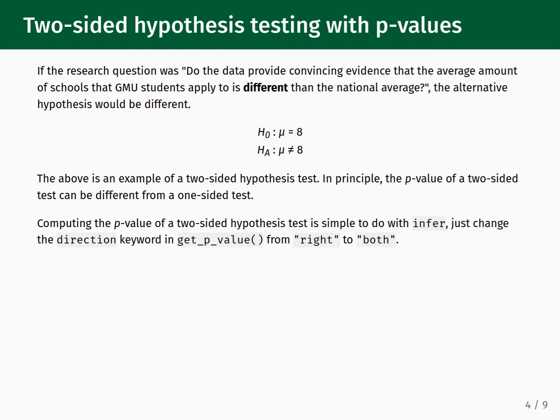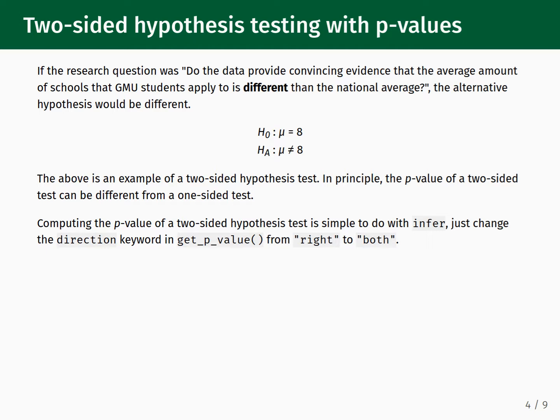In the college applications dataset we considered in the previous lecture, let's see what happens when we modify the research question to the following. Do the data provide convincing evidence that the average amount of schools that GMU students apply to is different than the national average? While this does not change our null hypothesis, H sub 0: mu equals 8, it does change our alternative hypothesis, which we write as H sub a: mu not equal to 8.